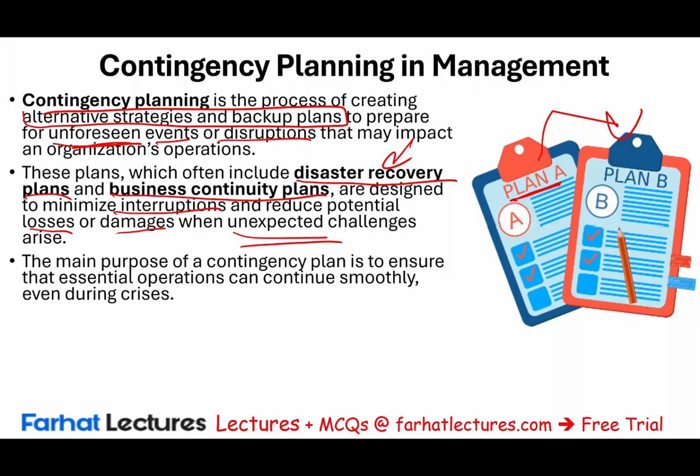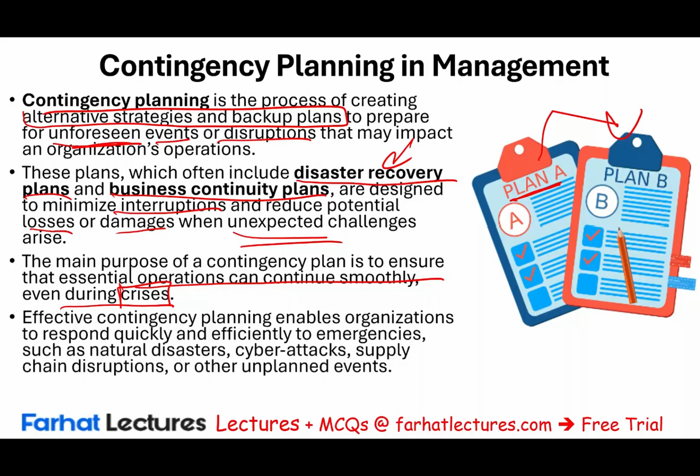So the main purpose of a contingency plan is to make sure essential operations can continue smoothly even during a crisis. Here you're not talking about different scenarios. You're talking about an unforeseen crisis, like a terrorist attack, like the 9/11 attack. The New York Stock Exchange had a business continuity plan. They had another building ready and up to go. It's called a hot site, to keep on working because the building was affected. So during the crisis, they had a backup, a contingency plan. So effective contingency planning enables organizations to respond quickly and efficiently to emergencies like a natural disaster, cyber attacks that bring the whole company down, supply chain disruption, think about COVID, or other unplanned events.